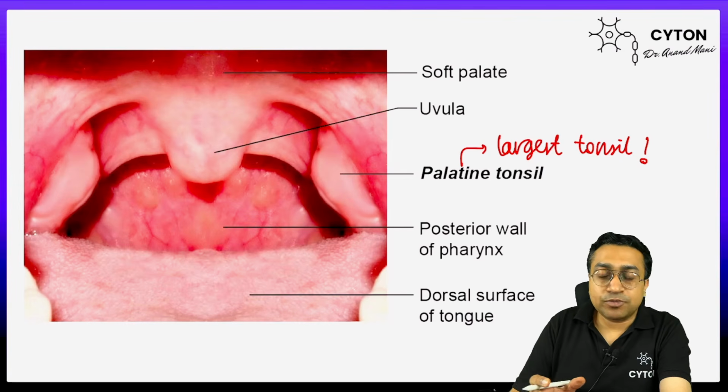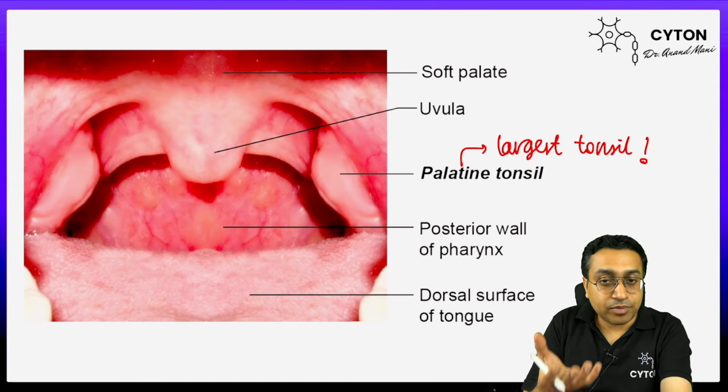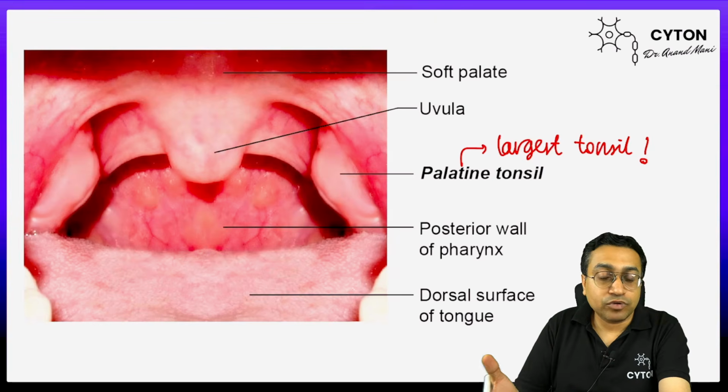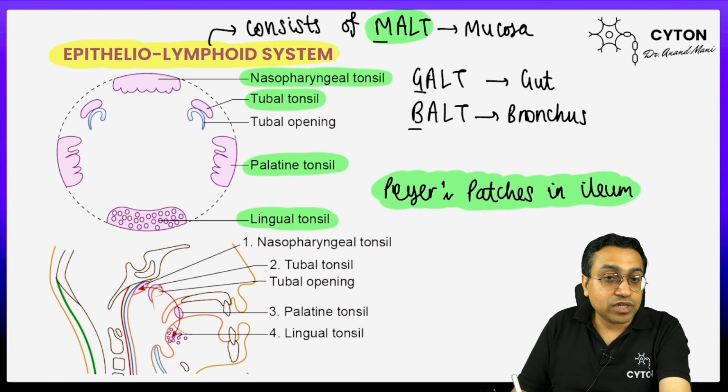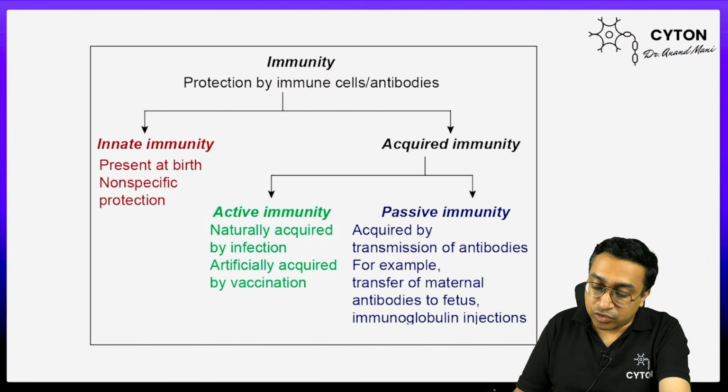Its functions: it produces lymphocytes, antigen presentation, and development of immune response. Then you have the pharyngeal tonsils or nasopharyngeal tonsils, tubal tonsils, lingual tonsils, Peyer's patches. All these we will discuss in detail later on, so don't worry about this.